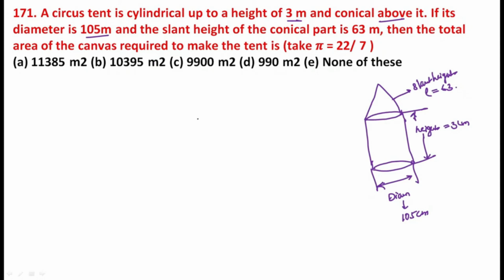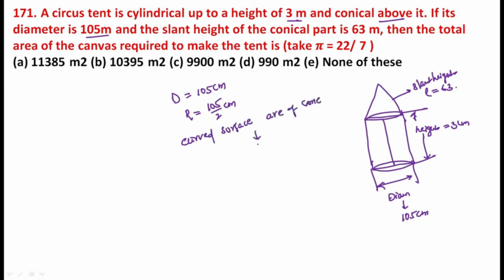So what is the total area? First of all, if the diameter is 105 centimeters, then definitely the radius is 105 divided by 2 centimeters. As per the information, the slant height is already given as 63. Now first identify the curved surface area of the cone. You know the formula: curved surface area of cone is equal to pi r L, where L is the slant height.